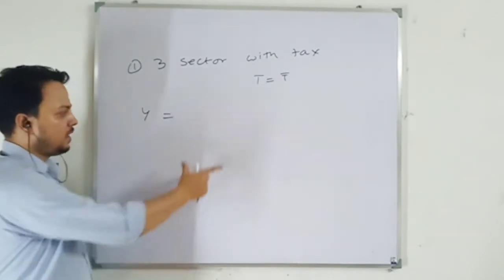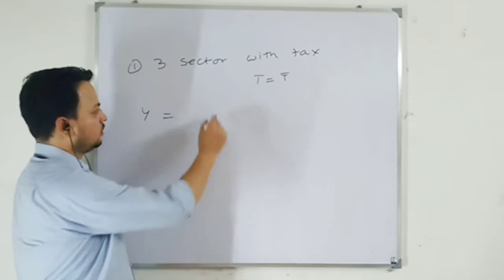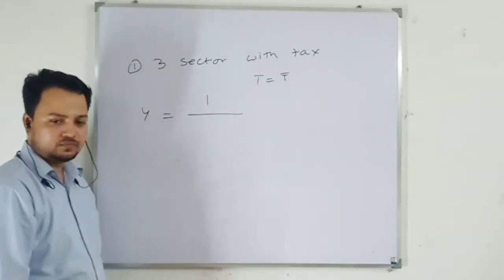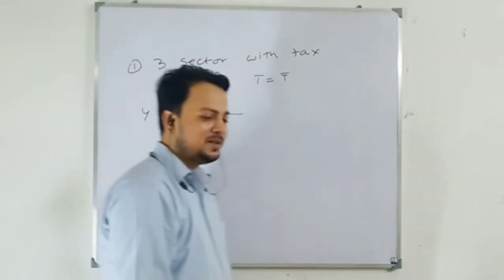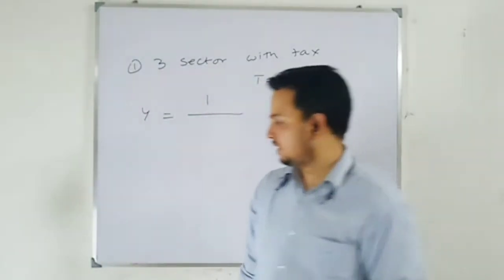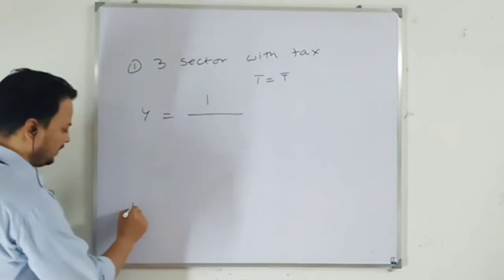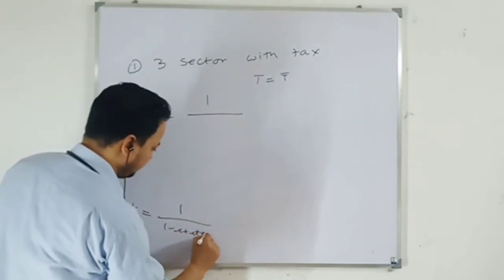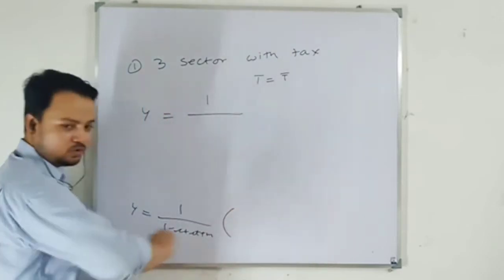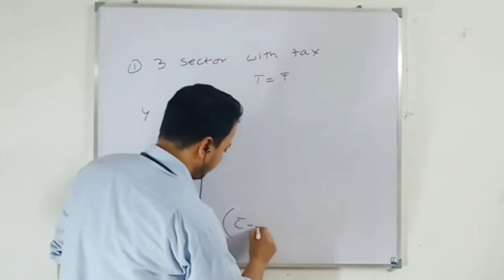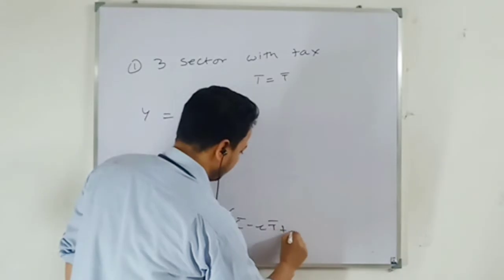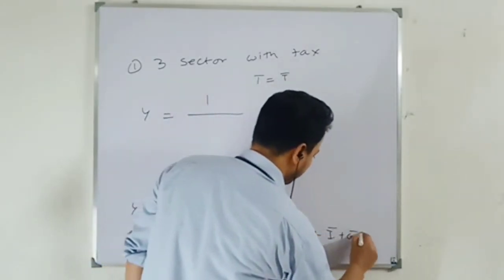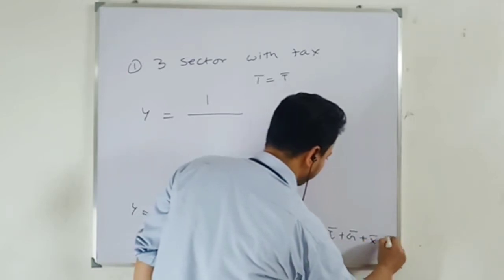Anyone remember what is the multiplier value in the three sector model? What will be the multiplier value? The general formula is this one, right? Y equal 1 over 1 minus C plus Ct plus M. Then you have the autonomous component: C bar minus small c T bar plus small c R bar plus I bar plus G bar plus X bar minus M bar.